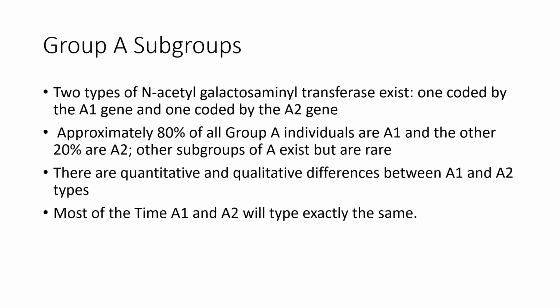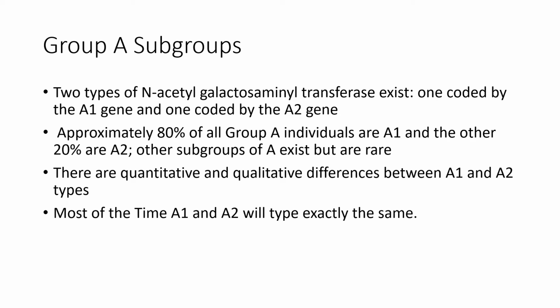For group A, there are subgroups that are slightly different and can have some incompatibility. There are different transferases, one made by the A1 gene and one made by the A2 gene. Approximately 80% of all group A individuals are A1 and the other 20% are A2. Other subgroups of A exist but are rare.